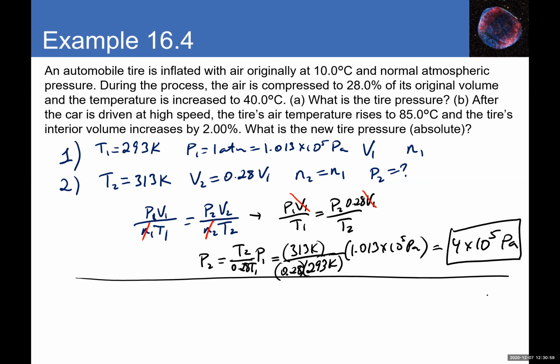So that's part A. Part B says, after the car is driven at high speed, the tire's air temperature has risen to, whatever I had earlier, right? So it has risen to 85 degrees Celsius. And the tire's interior volume increases by 2%. What is the new tire pressure? Absolute tire pressure. Okay. And the pressure in the ideal gas law equation is the absolute.